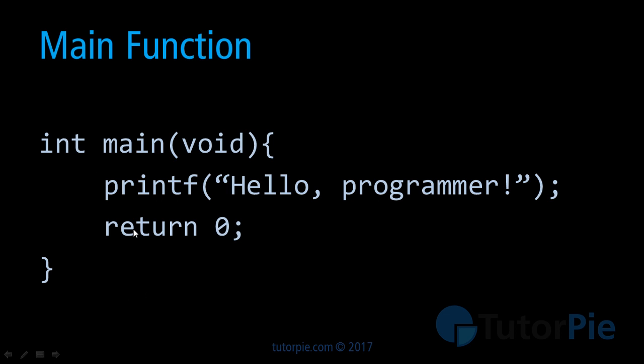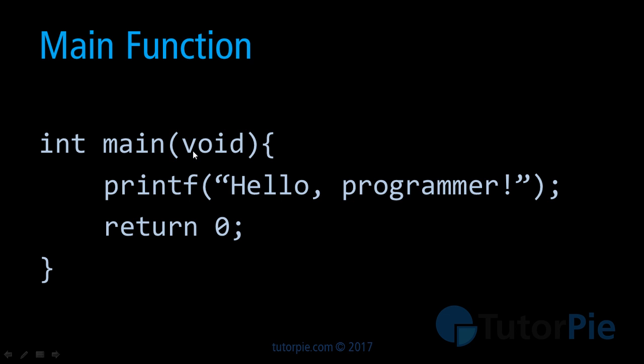Also you must note here that the return statement will end the execution of the main function, and it will return the integer value 0 to the operating system. The integer value 0 indicates that the program was terminated normally. So it is a way to express to the operating system how the program was terminated.